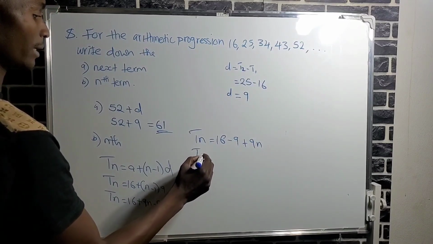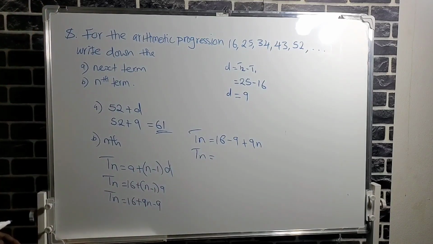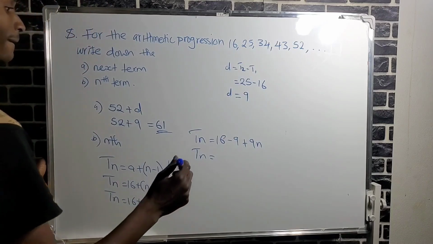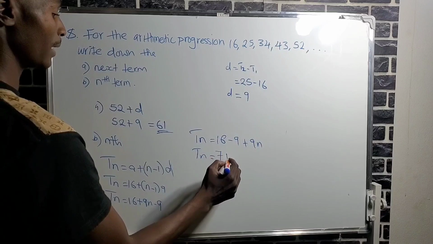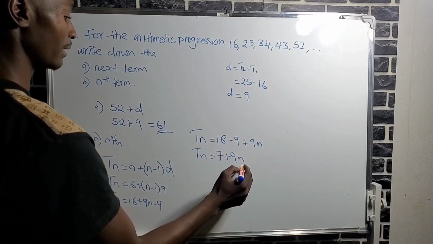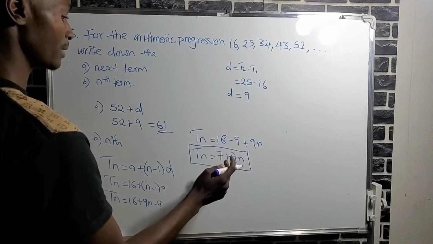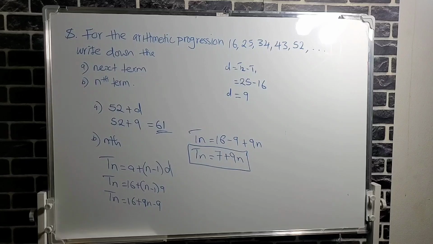Alright, Tn is equal to 16 minus 9, we're going to have 7 plus 9n, and this is the answer. This is the formula for the nth term. This is the nth term. As simple as that.